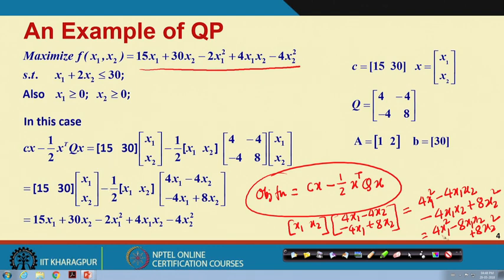So, if I take half of this term, then we get 2 x1 square, that is minus, because there is a whole minus, so plus 4 x1 x2, that minus.